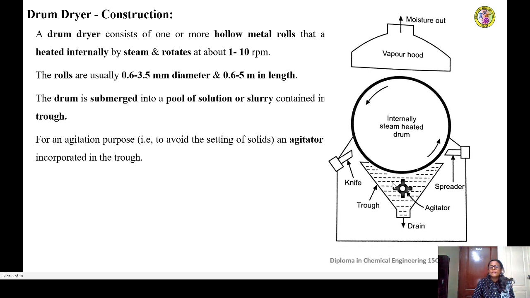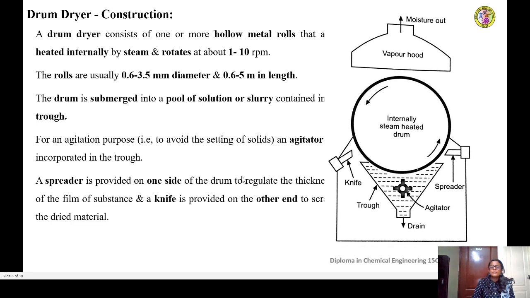The trough usually contains the slurry or the solution which is to be dried. For agitation, the trough also incorporates a suitable agitator, which prevents the settling of solids in the mass of solution or slurry taken in the trough. We also have a spreader on the rising side of the drum to maintain a certain thickness of material picked up by the drum as it passes up in this direction.